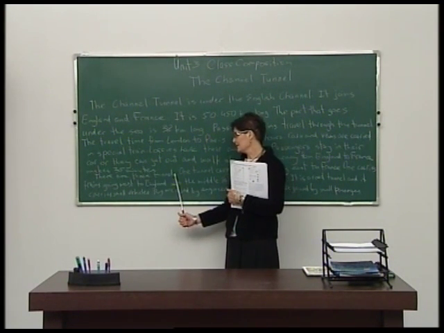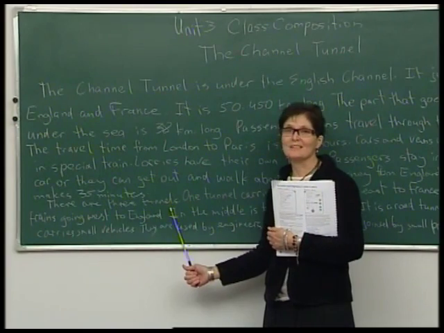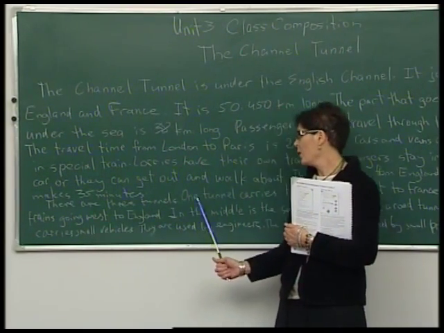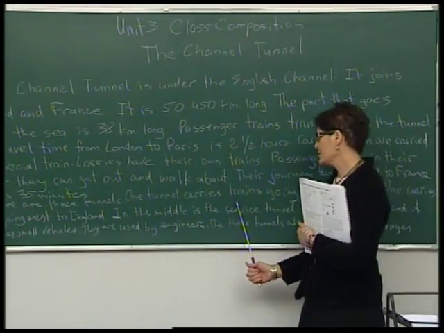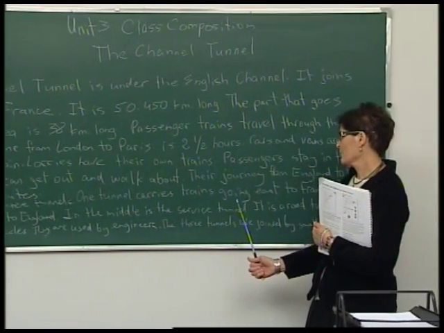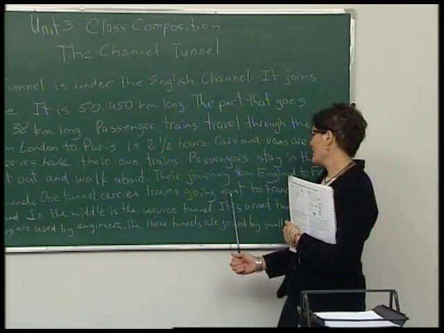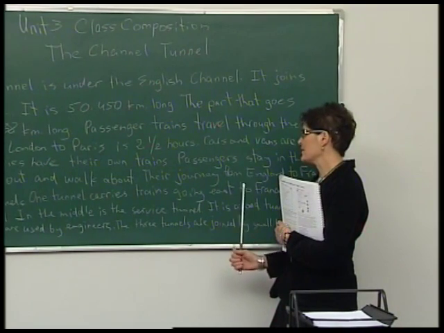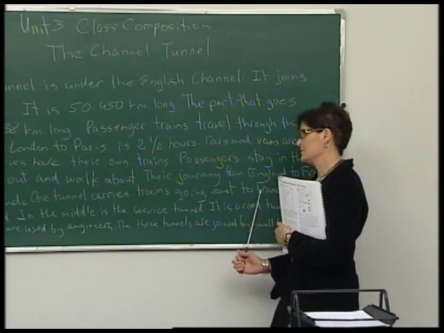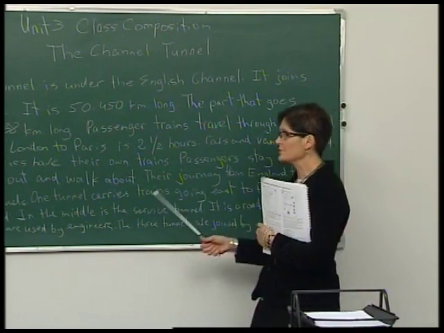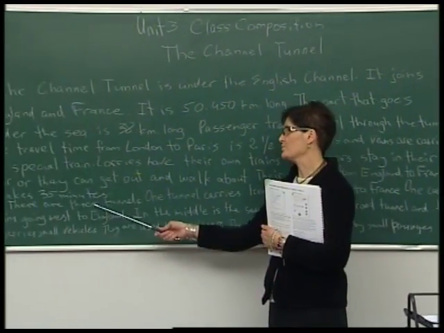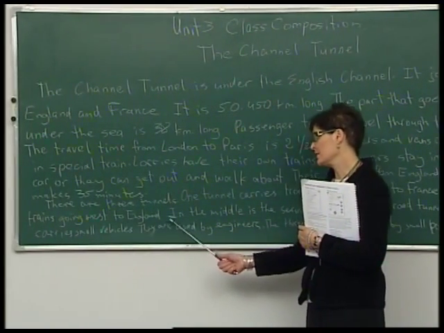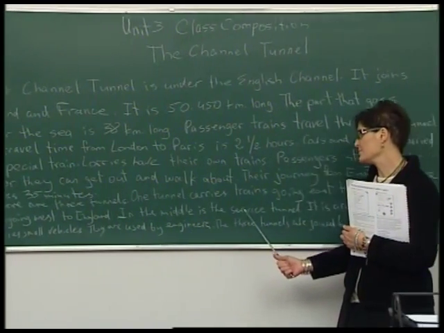There are 3 tunnels. One tunnel carries trains going east to France, then another goes west to England, and in the middle is the service tunnel.